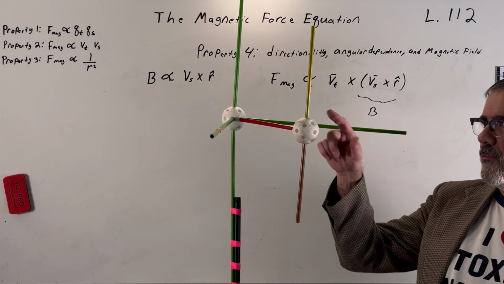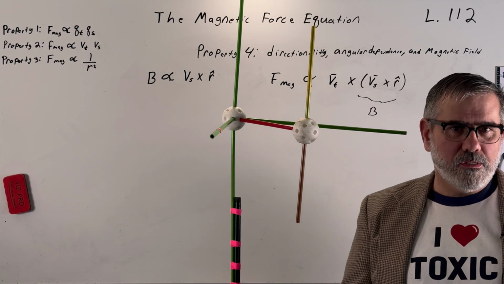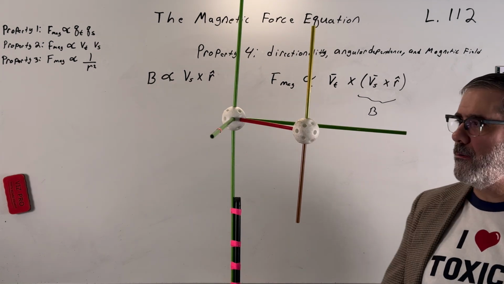Another way to look at it is the sine of the angle between them. What's the sine of 180 degrees? That's the angle between them. 180 degrees is the same as 0 degrees for the sine. And what's the sine of 0 degrees? 0. So the force is 0.